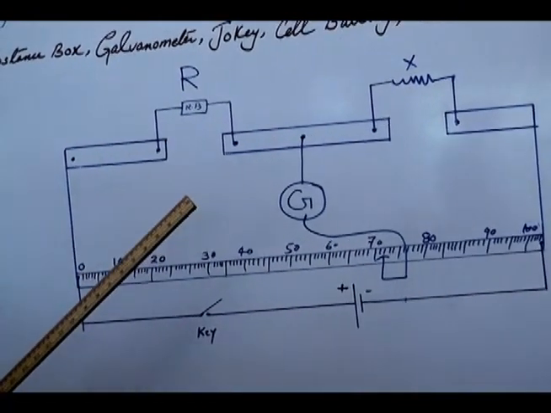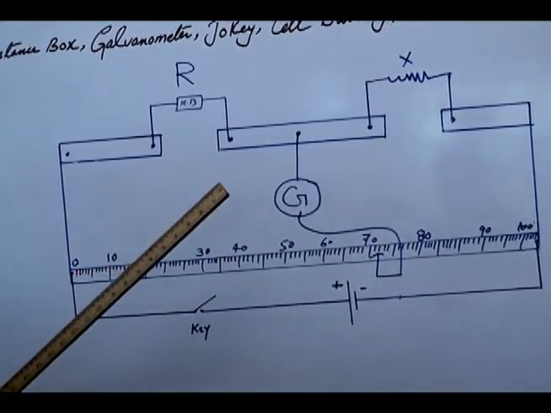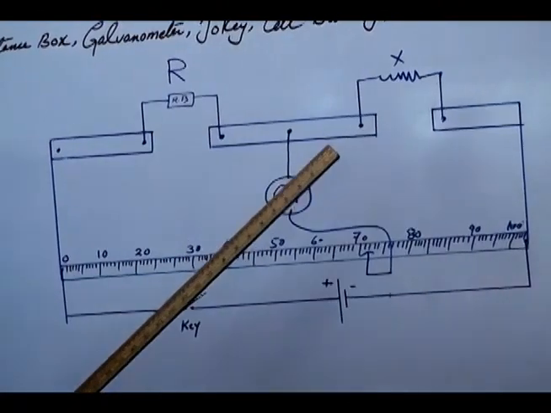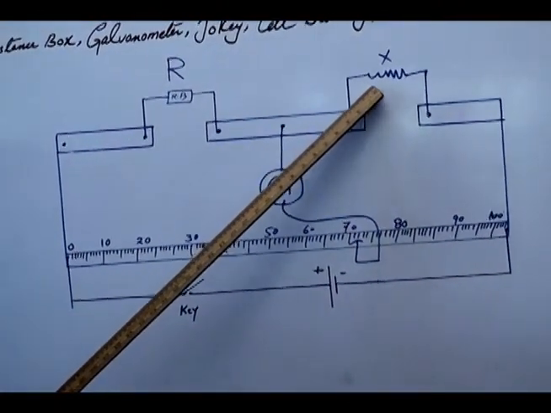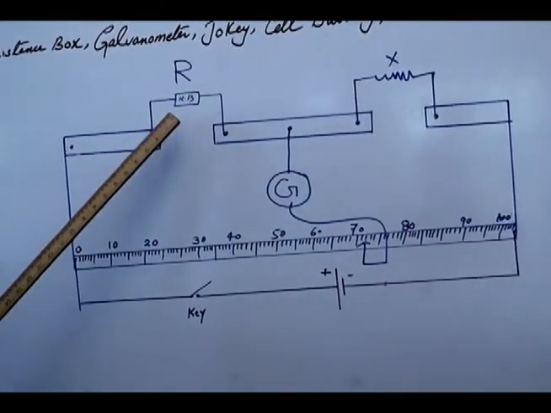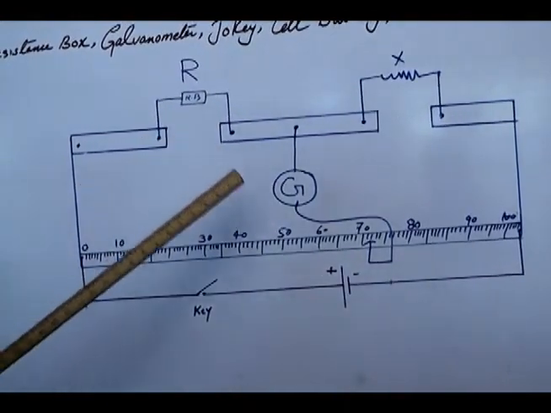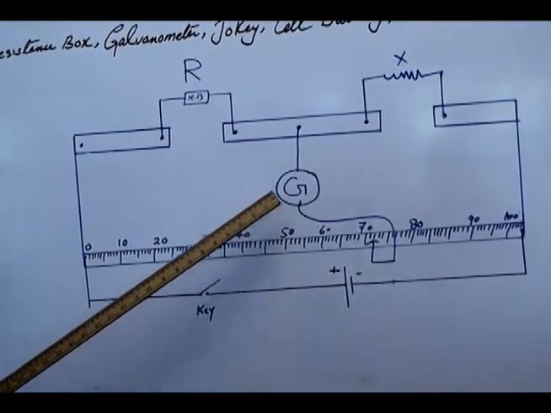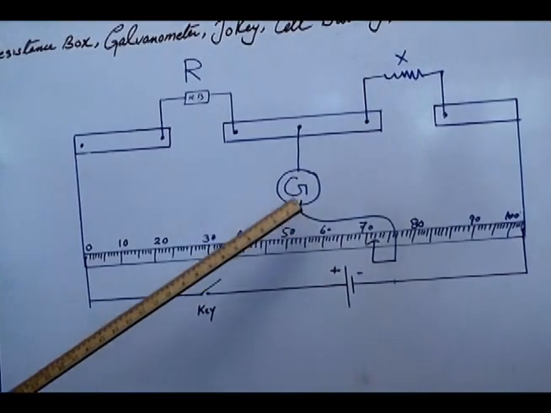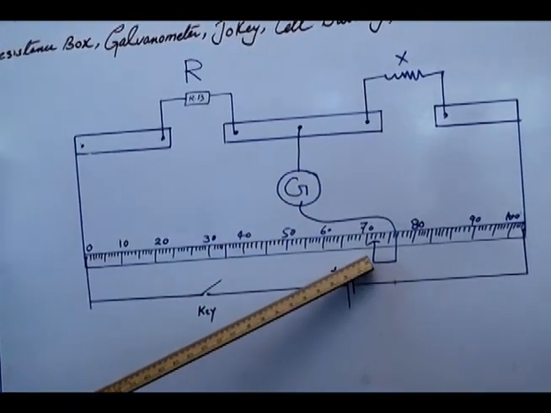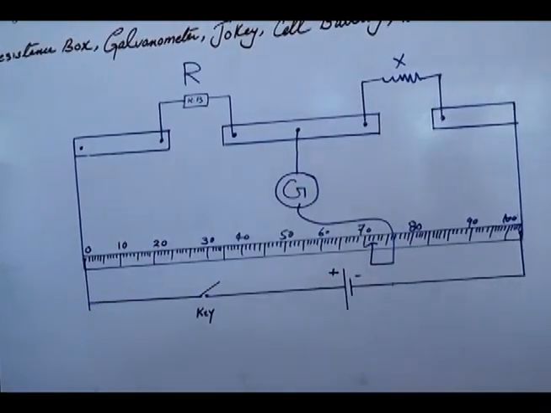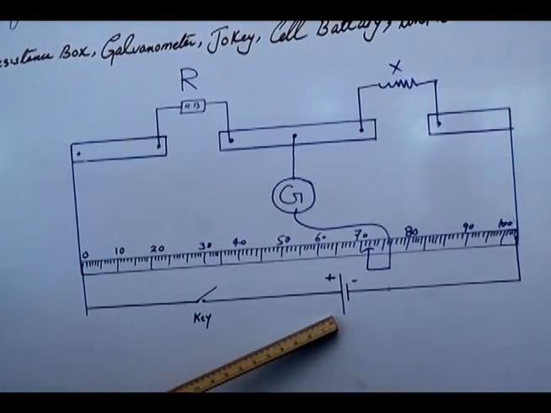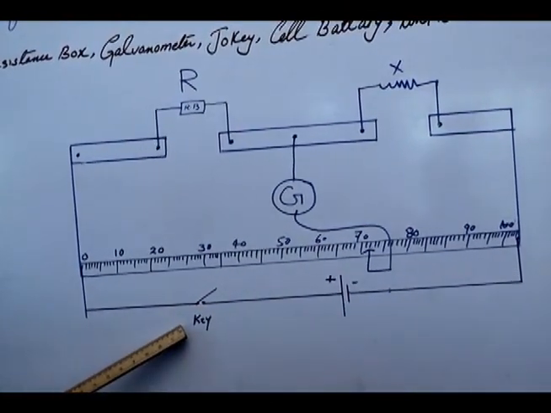Circuit diagram for this experiment is: here is unknown resistance, resistance box, galvanometer, meter rod and jockey connected with the galvanometer, battery and key.